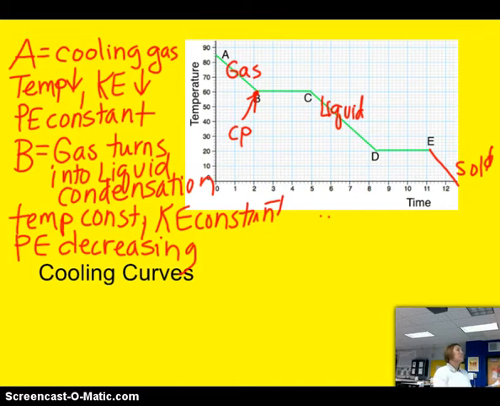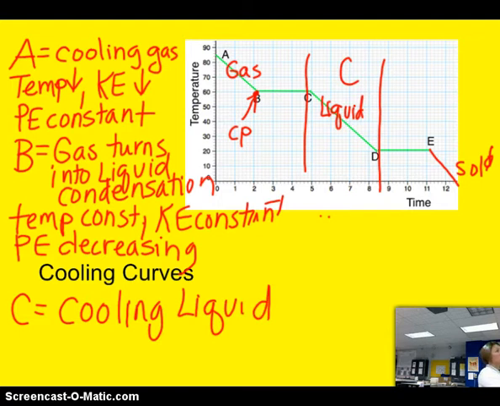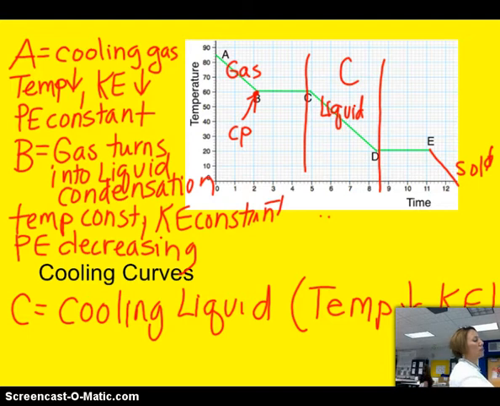At segment C in yours, this is your segment C right here. In segment C, we're cooling the liquid. You should notice what happens to the temperature. Look at the curve. The temp decreases, which means the kinetic energy decreases. The potential energy is constant. Okay?